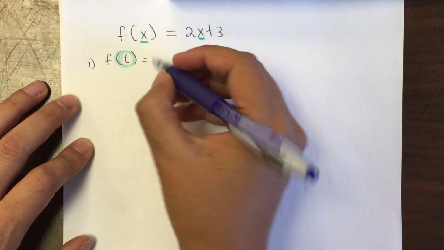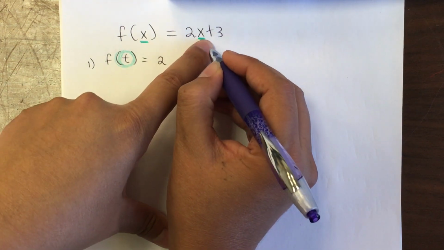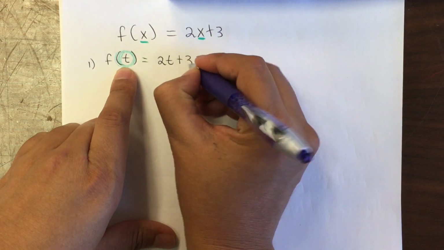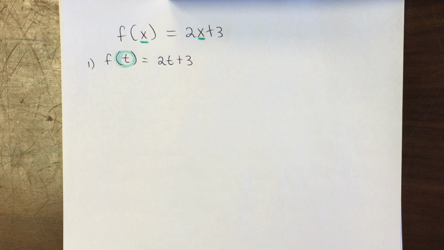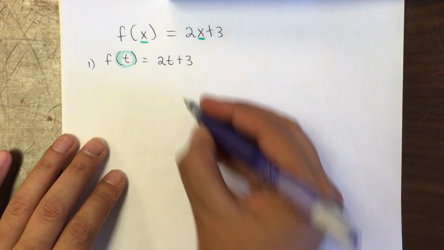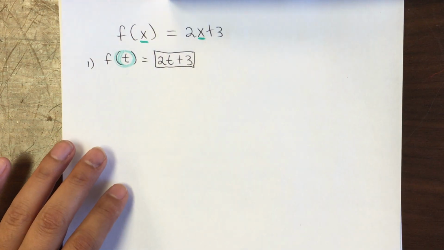Okay, so I'm going to put my 2. Instead of x, I'm going to put a t, plus 3. I cannot simplify anything else, so basically that's it. I'm done with the first exercise.